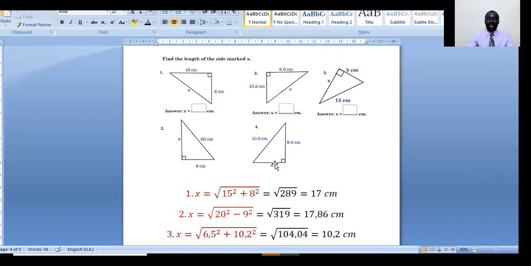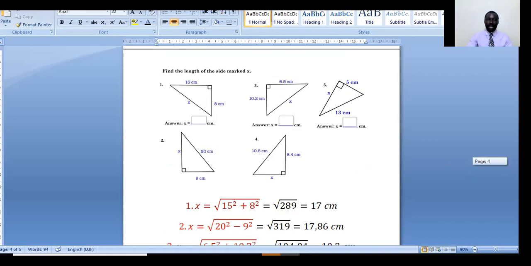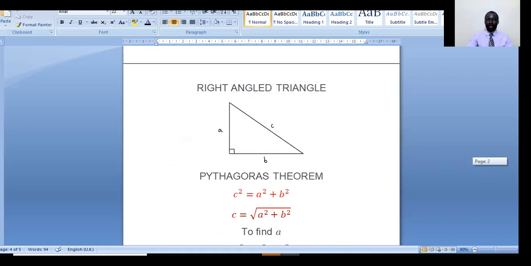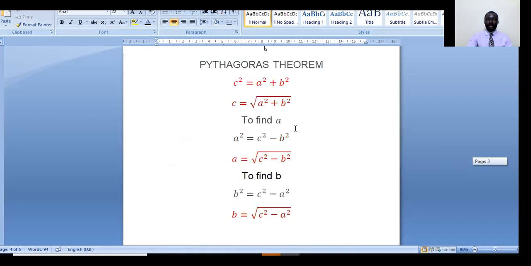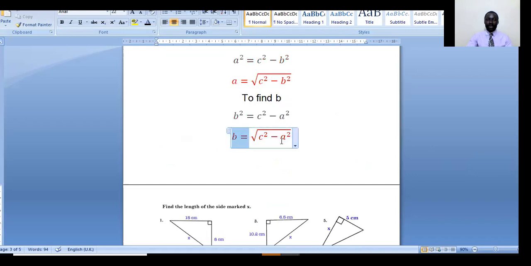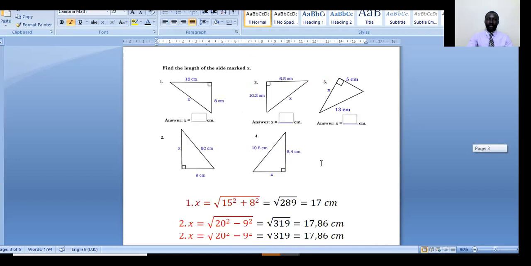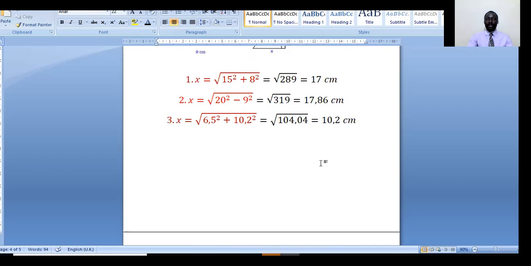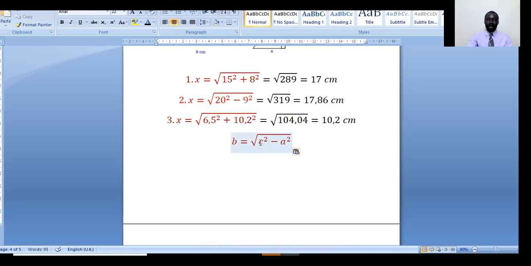Now, notice that question 4, which wants us to find the value of x, the x in this case, if we compare it with what we have in the diagram here, x in this case is b. And so we need to use the formula for finding b. So the formula for finding b is right here. This is the formula that we use to find b. Now b in this case is x. Notice that this is the solution to question 4. So b in this case is x.